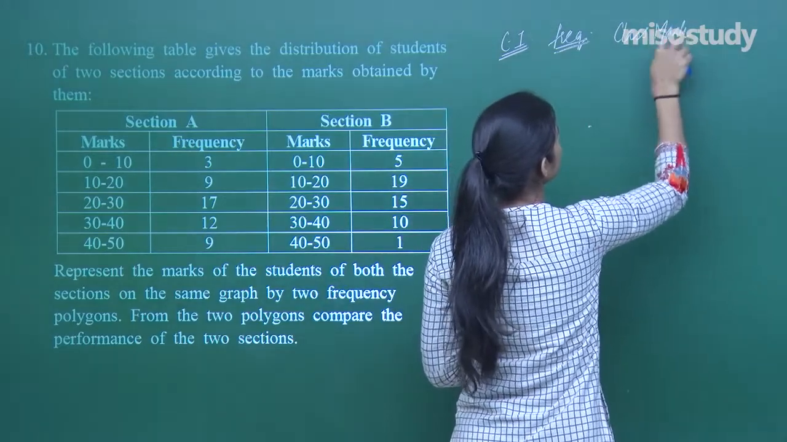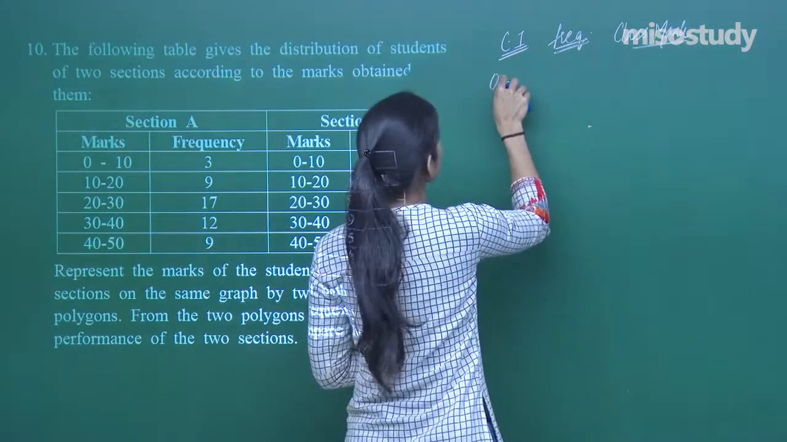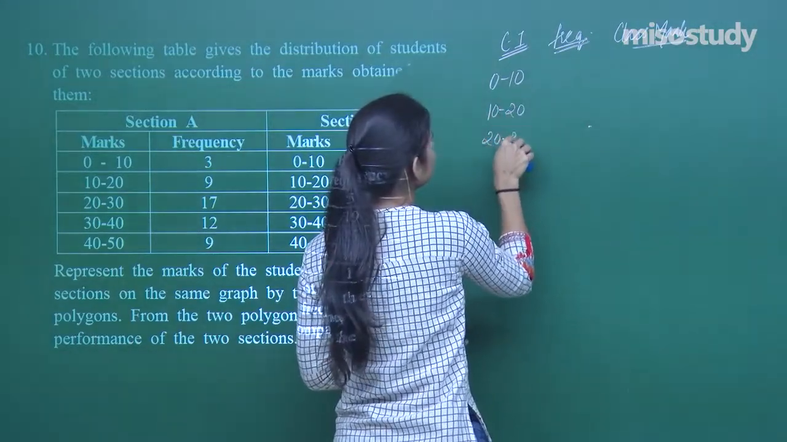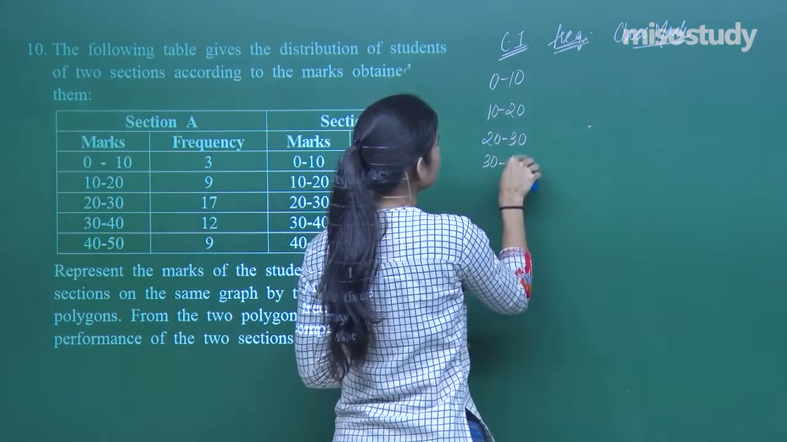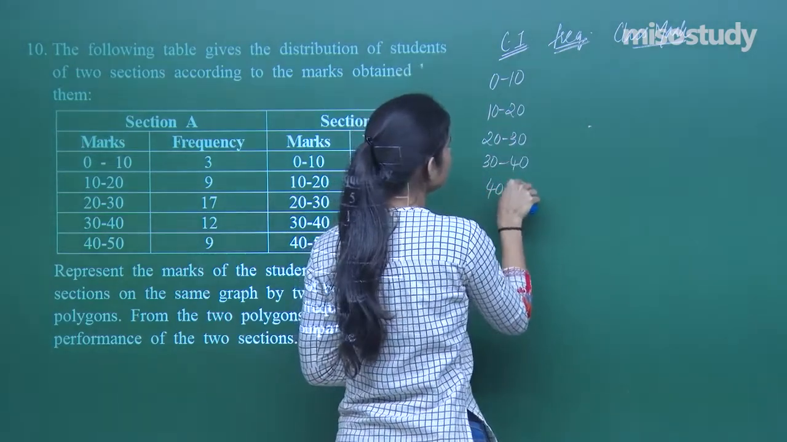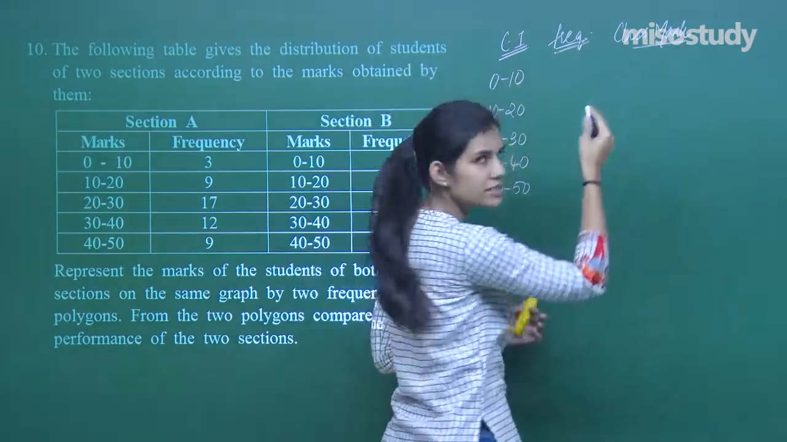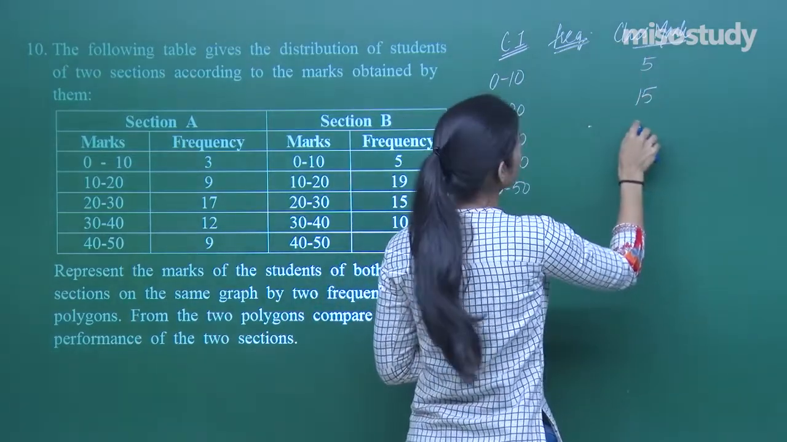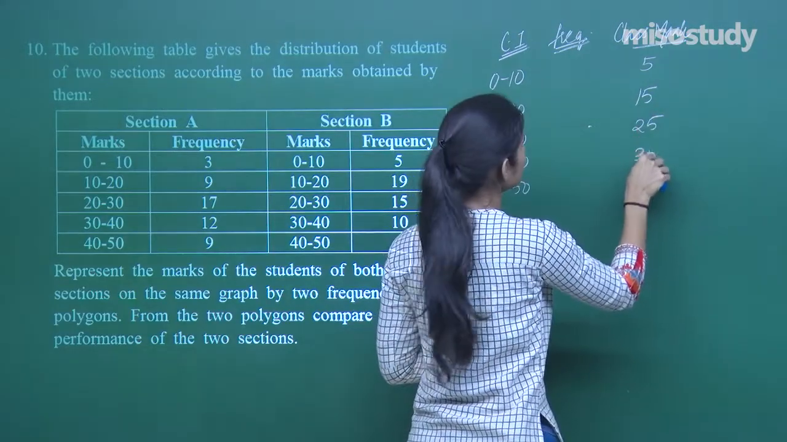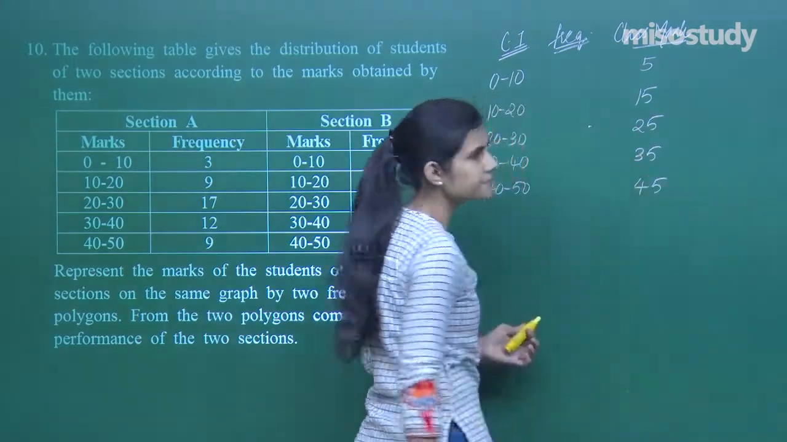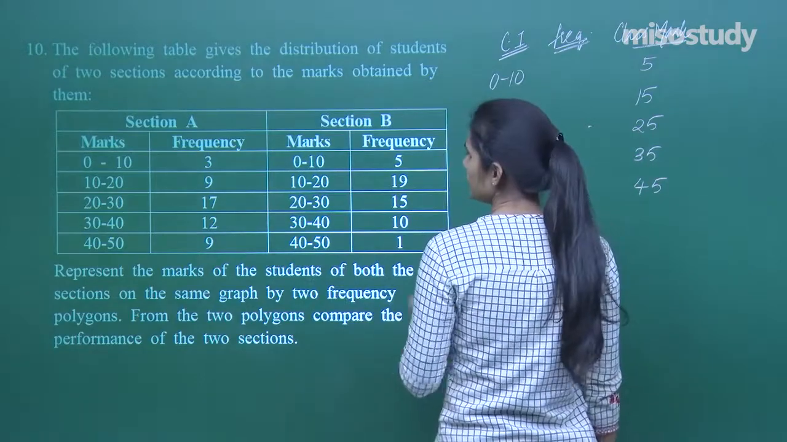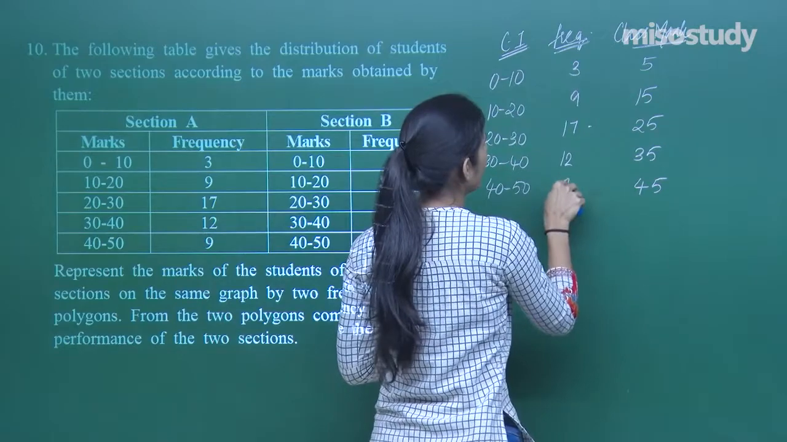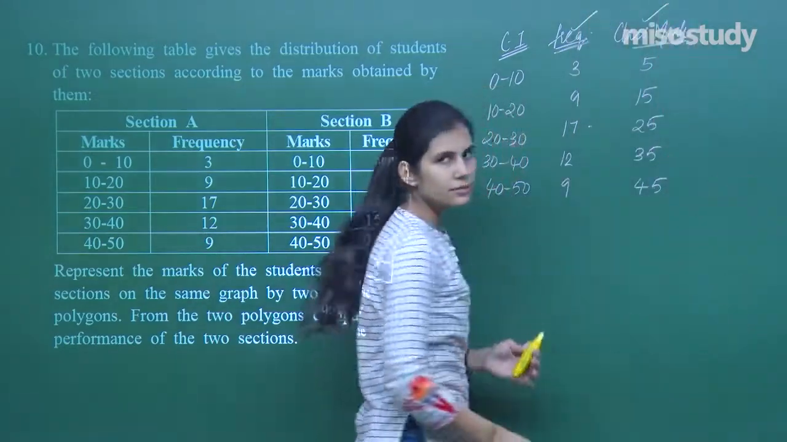Class marks. So you have 0 to 10, 10 to 20, 20 to 30, 30 to 40 and 40 to 50. Class mark would be what? 0 to 10, what is the mid value? It is 5. Here mid value is 15, here mid value is 25, here 35 and here 45. Frequency is 3, 9, 17, 12 and 9. I am only concerned with this column and this column.